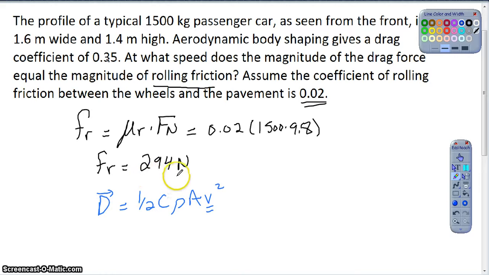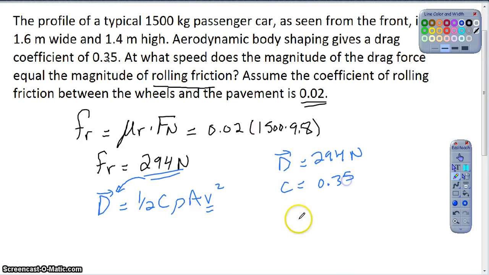The big concept here is that now that I've found my rolling friction, I know that's supposed to be the same as my drag force, because they're asking at what speed the magnitude of the drag force equals that of rolling friction. So I actually now know my drag force, my D, is 294 newtons. My C, my coefficient of drag, they gave me, so that's just 0.35. Again, my rho is always 1.2 unless they tell me otherwise, so 1.2 kilograms per meter cubed, just the density of air at room temperature.